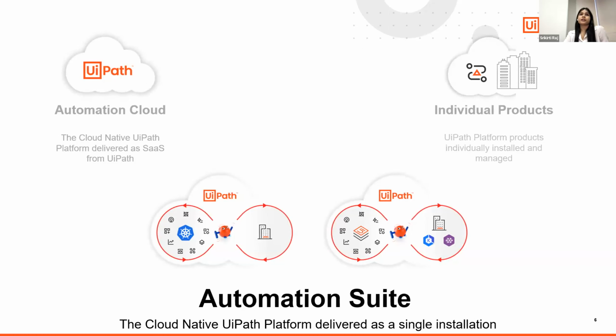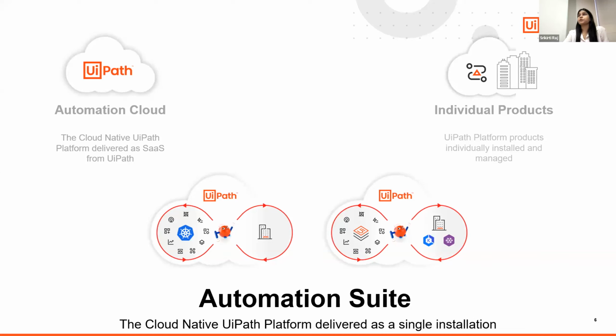Starting with Automation Suite, as you can see, UiPath has two offerings, cloud and on-prem. In Automation Cloud, we offer that you can use all the services just with a login. Definitely a license is required. You can avail a license, create an account, and use all the services as a SaaS platform. So all you need is a login and the license on Automation Cloud to use UiPath services.